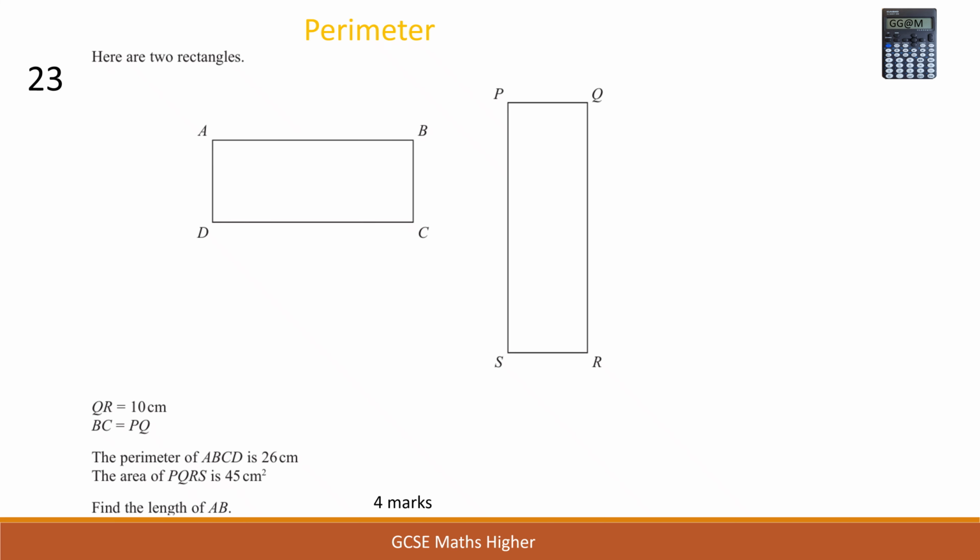Here's a question on perimeter. Press pause, have a go at working out the answer, and then press play when you're ready to hear the answer. Fantastic. So keywords in this question are that you have got Q to R.